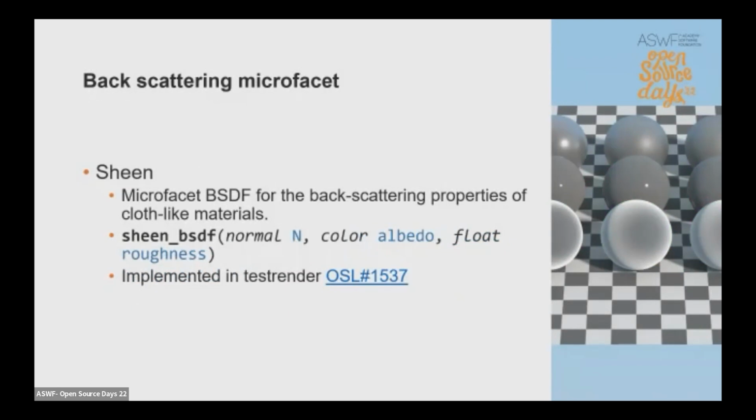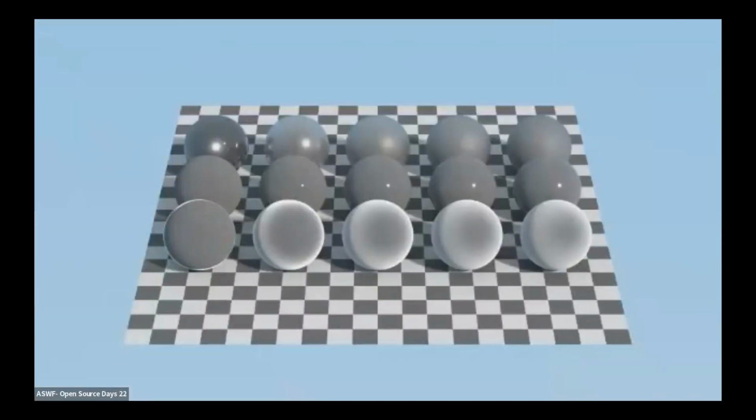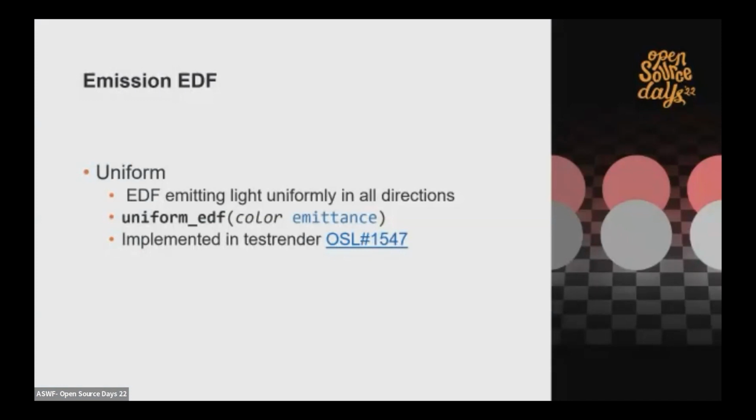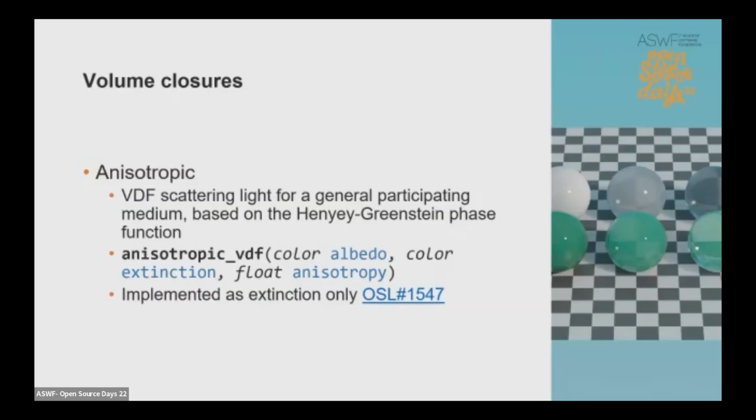So the backscattering microfacet closure is a sheen. This is now fully implemented in test render. So closures represent BSDFs, BSSRDFs, but also emission functions. So really basically an emission closure. And volume closures as well. The volume closures in that context are going to be used for interior closures, basically to describe what happens when you're shading inside glass, for example.